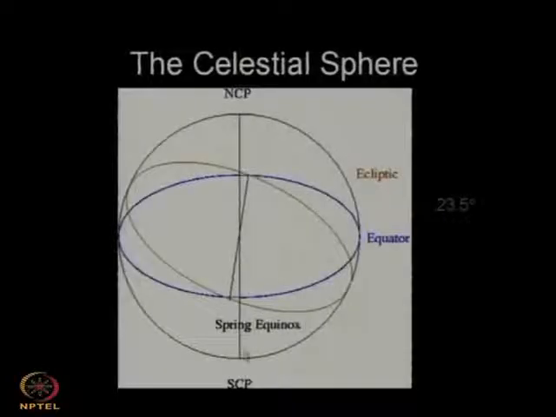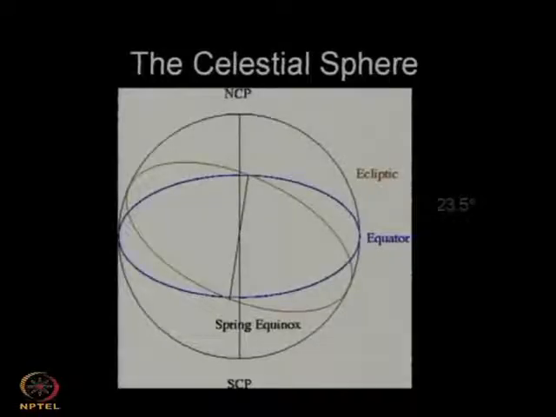And the rotation axis of the earth, we extrapolate that, and the places where it intersects this celestial sphere are the north celestial pole and the south celestial pole. Just like the north pole and the south pole of the earth, we also have the north celestial pole and the south celestial pole. And if you take the equator of the earth, which is the plane perpendicular to the rotation axis, and extend that, it will intersect the celestial sphere at the celestial equator. So, the blue curve over here is the celestial equator.